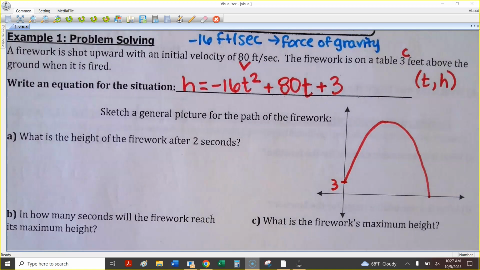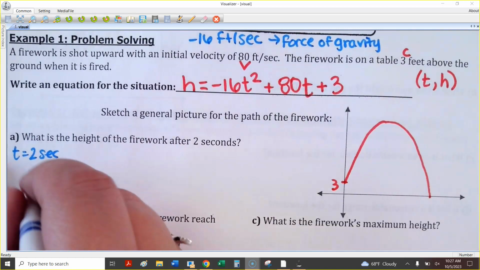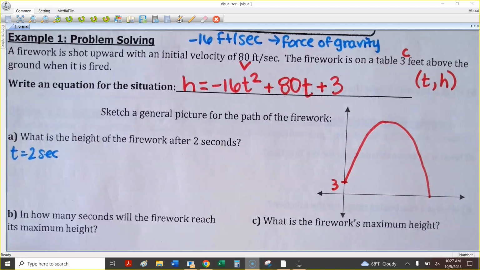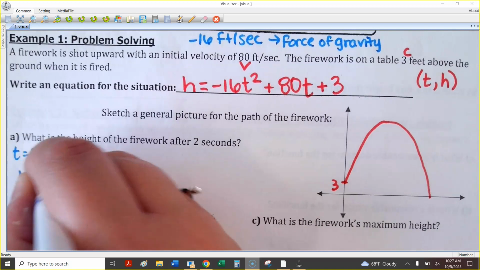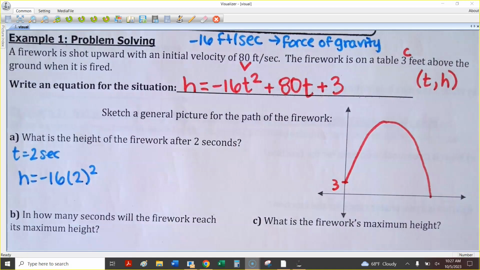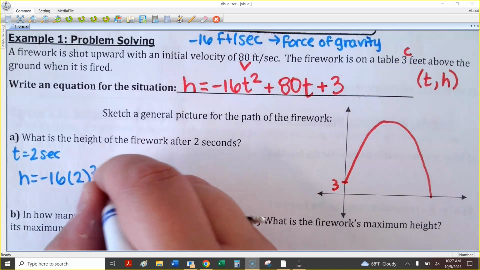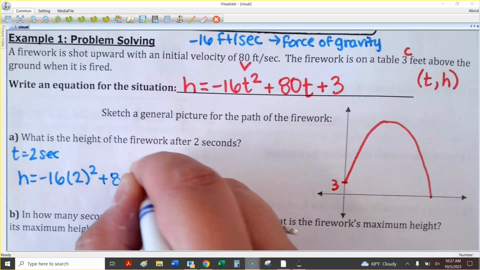But all this means is the time is 2 seconds. So you're just going to plug in 2 for the time and find the corresponding height that goes with it. So it'd be negative 16 times 2 squared. Sometimes people will plug the number in and forget to square that initial term, so don't forget to square the 2. And then it'd be plus 80 times just a plain 2 and then plus 3.